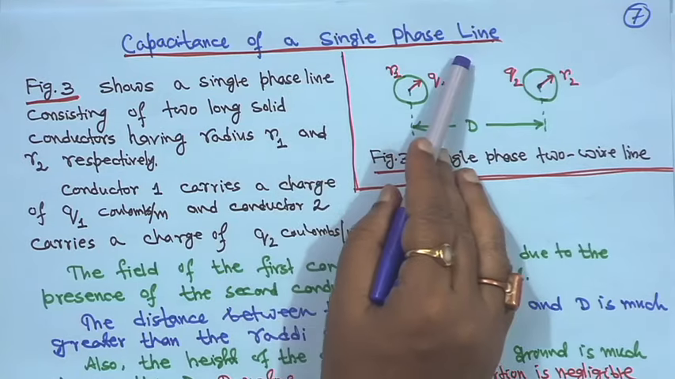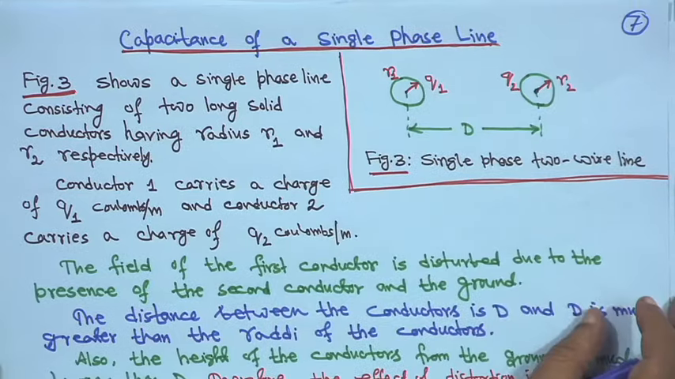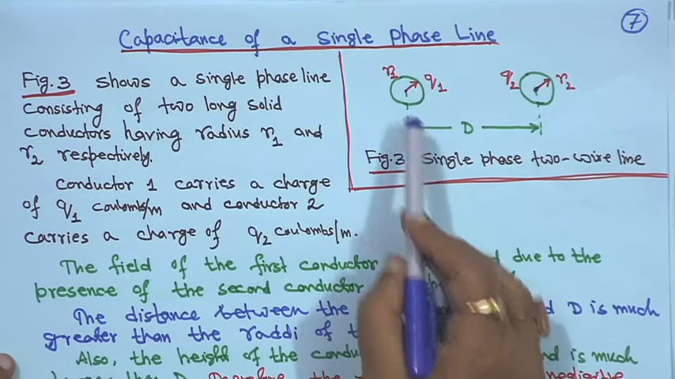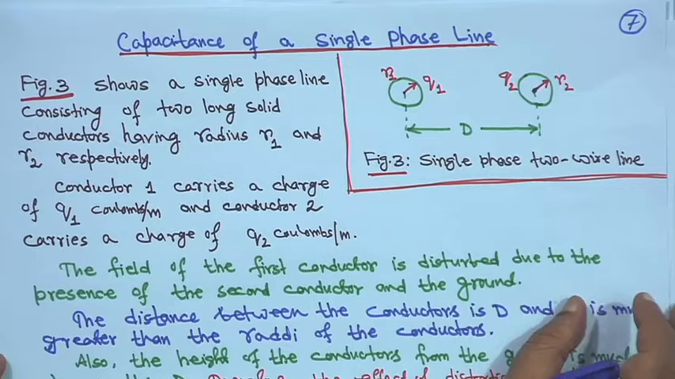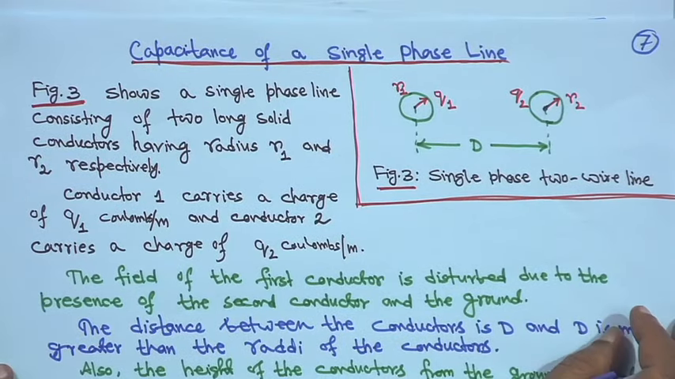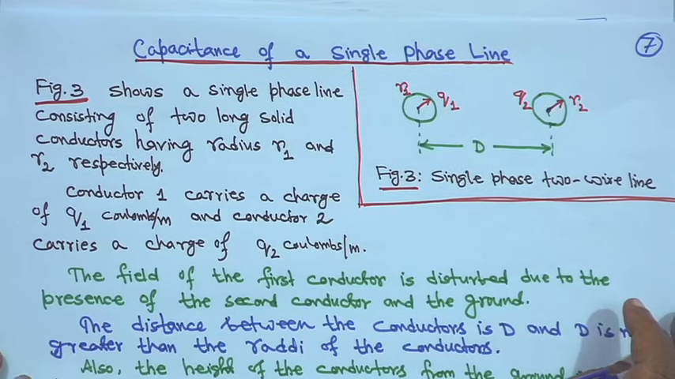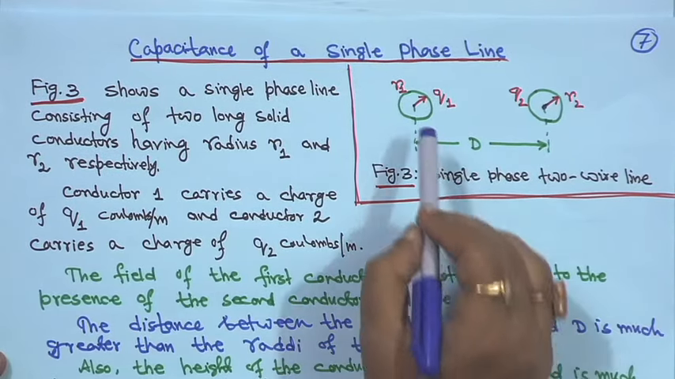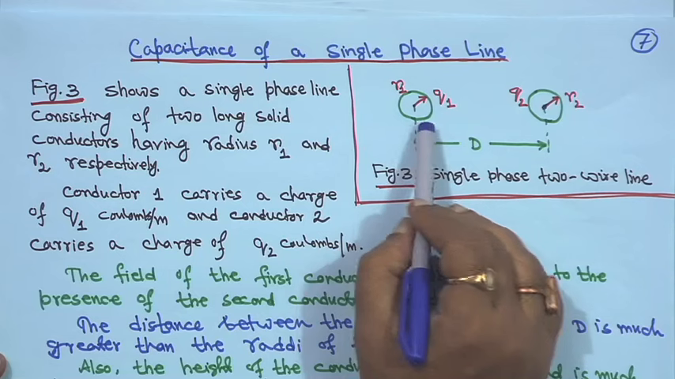So, next is the capacitance of a single phase line. Now, look at this figure. You have two conductors. Listen to one thing: for the capacitance case there is no question of R dash, like in inductance. So, this should be in your mind. Now, consider a single phase line.